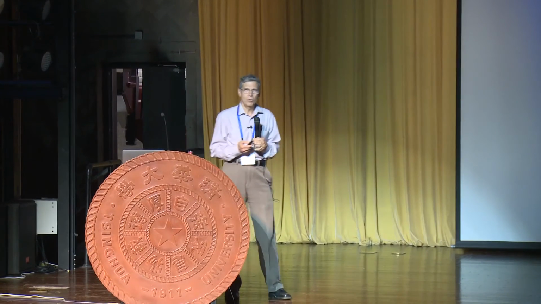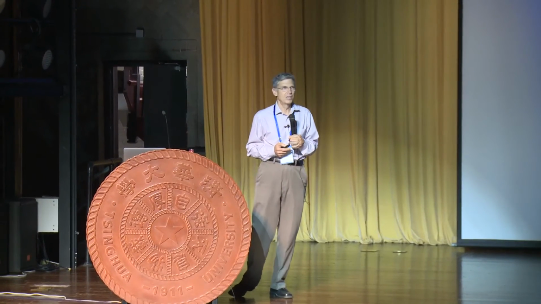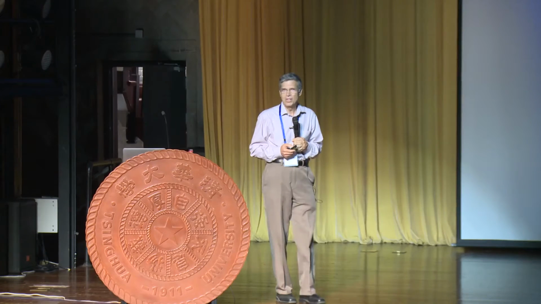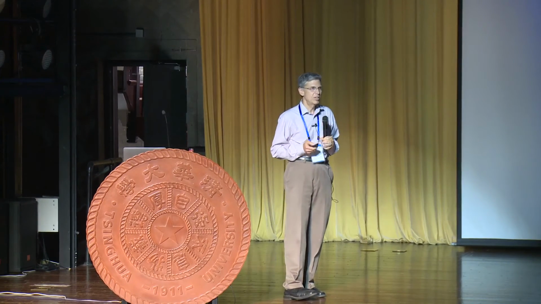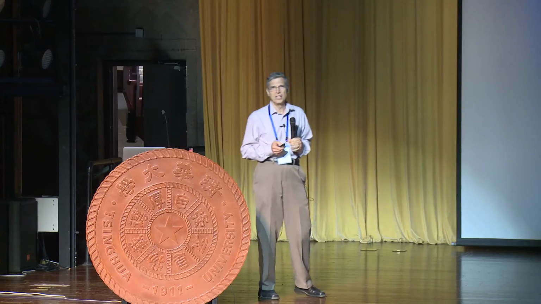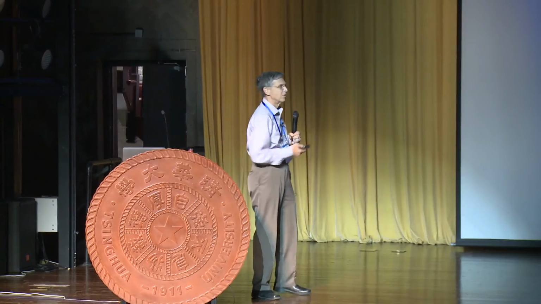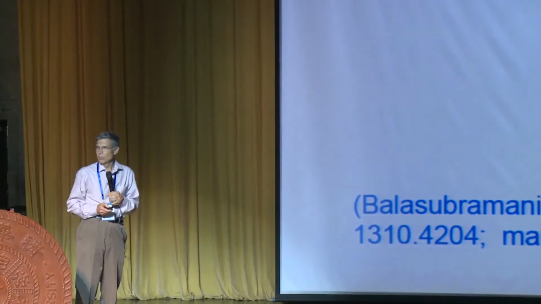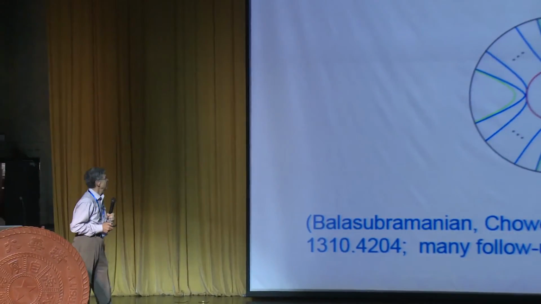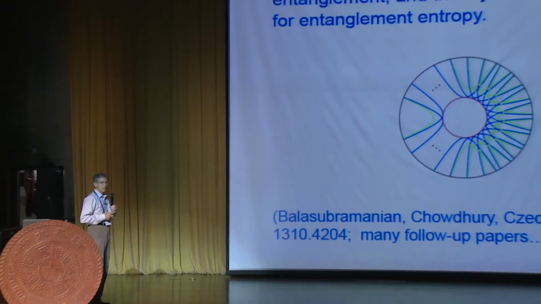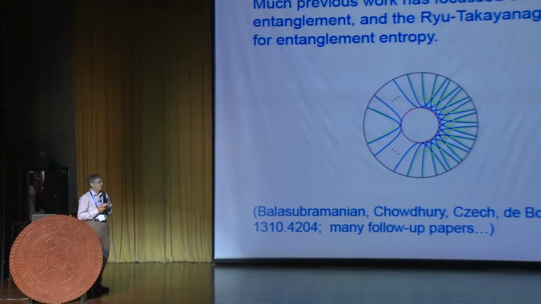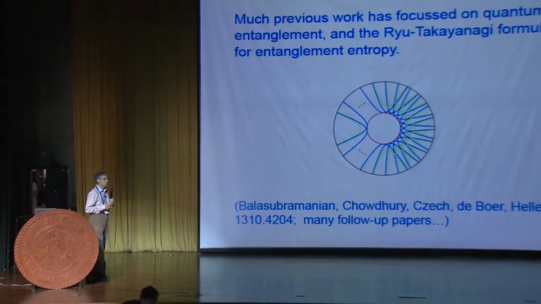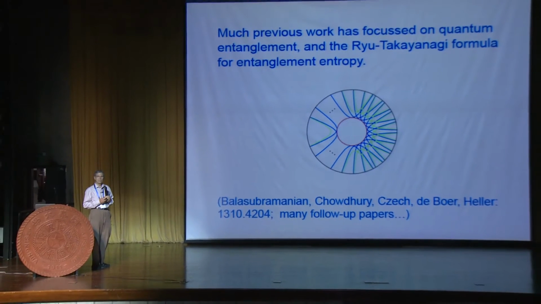So perhaps the most important result to come out of string theory in the past 30 years has been the development of a holographic theory of gravity. And one of the main questions raised by a holographic theory is, how does one recover the space-time metric from the dual theory? Well, of course, many people have worked on this, and in particular, there's been much work focusing on quantum entanglement, and in particular, the Ryu-Takayanagi formula for entanglement entropy.